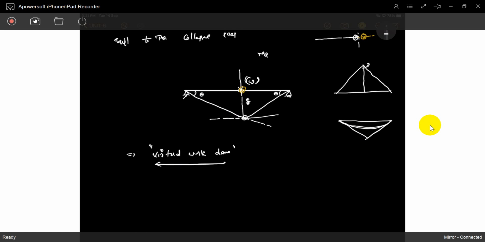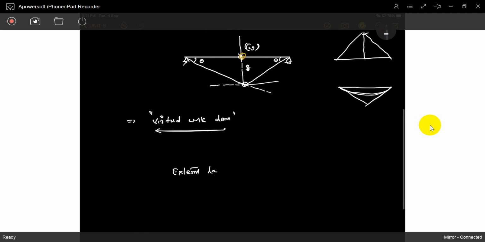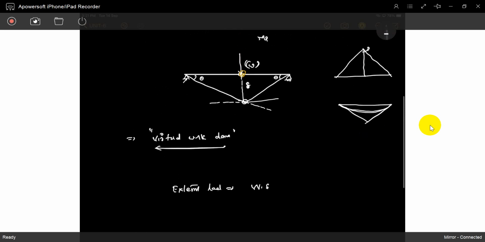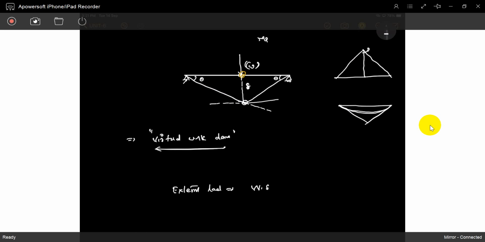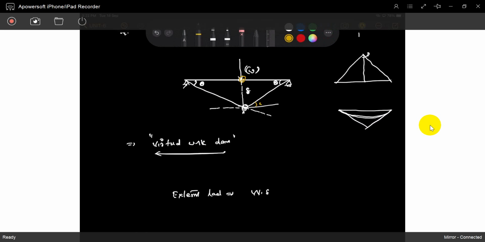Virtual work done. What is the external work done, not a load? External work done is W into delta. Due to that load, how much displacement is under the load? That is the work done. Internal work done: how the system behaves. The system moves this delta at this location, and the beam gives some rotation. This is theta, this is also theta, a total of 2 theta.